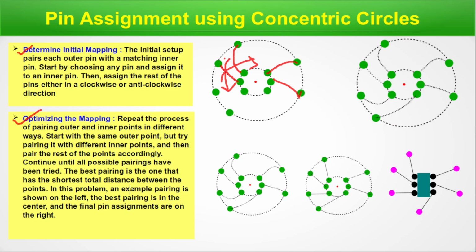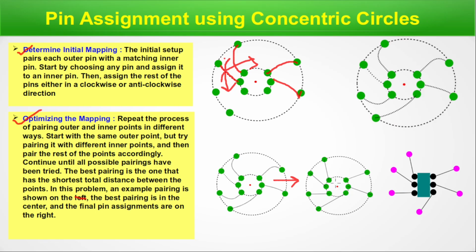In this problem, an example pairing is shown on the right. At left, the best pairing is in the center and the final pin assignment is on the right. We can start from any point and keep on connecting. So we will get different sets of connections and the best one is the one which has the shortest. So we are just moving like that and the shortest one we will take, the minimum. And this way from here we are taking this, that is the shortest one.